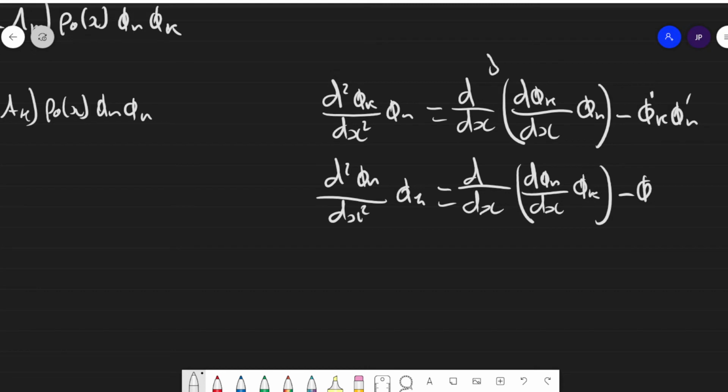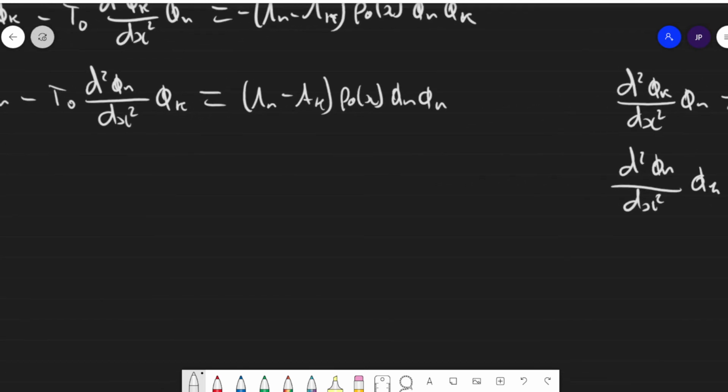Minus, I have the first derivative of that one, the first derivative of this one. So I can substitute those. And if I substitute it, what's interesting is these terms will then subtract to become 0. So I'll end up with this.